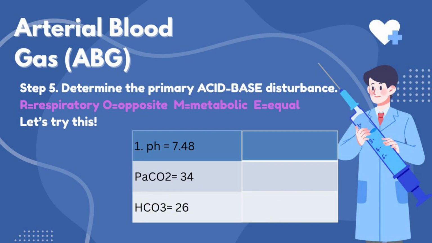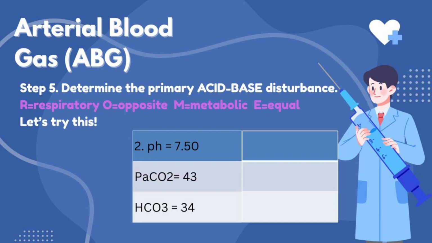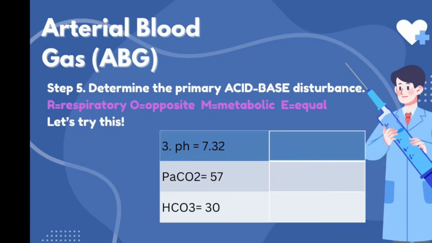So the answer is respiratory alkalosis. Let's proceed to example number 2. pH value is 7.50 and partial pressure of carbon dioxide is 43 and the bicarbonate is 34. pH is high, which means alkalosis, and the bicarbonate is high, same as the pH, which means metabolic. So the answer is metabolic alkalosis.